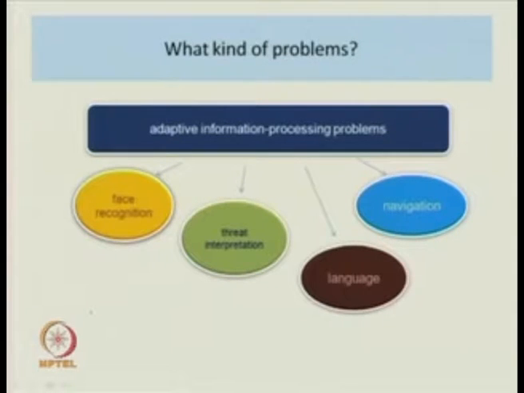These problems we call adaptive information processing problems, and there are many problems, all right, but there are 4 core problems that we may zoom in to, and these problems were there in our evolutionary history, and interestingly they are also with us today. So those problems we saw in the last lecture were those of face recognition, threat interpretation, language, and navigation.